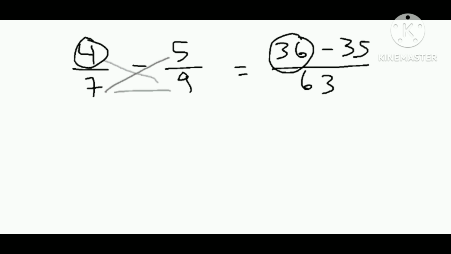So when you subtract, you have to be careful with the order in which you write it because it is important. When you're adding, it doesn't matter. So the final answer is 36 minus 35, which is 1. So it's 1 over 63.